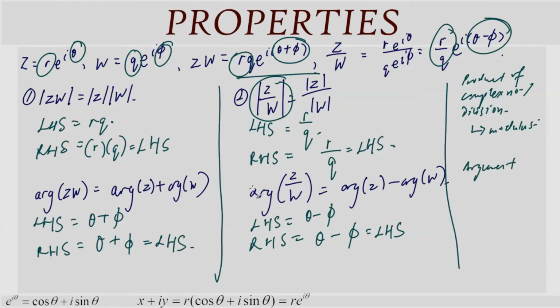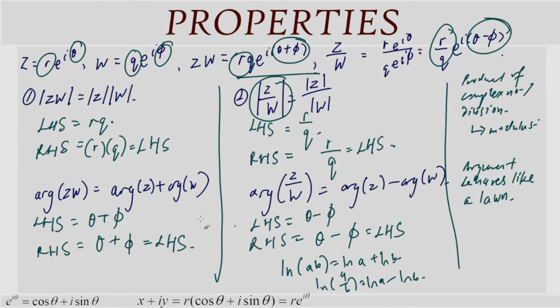behaves like, what does it behave like actually? It behaves like a ln function, right? Because ln of AB is equal to ln of A plus ln of B, and ln of A over B is equal to ln of A minus ln of B. So in fact, the argument behaves like a ln. I'm not saying it's a ln, but the argument behaves like a ln.